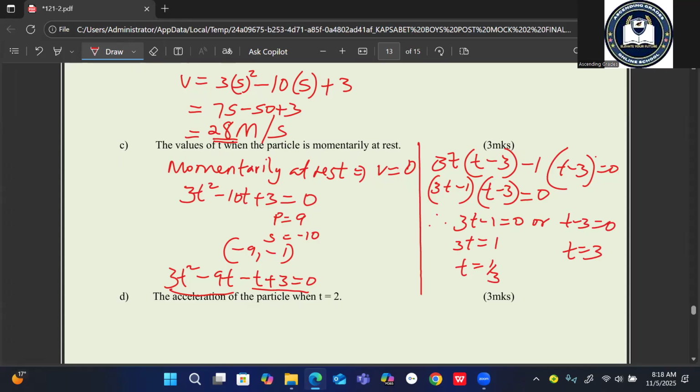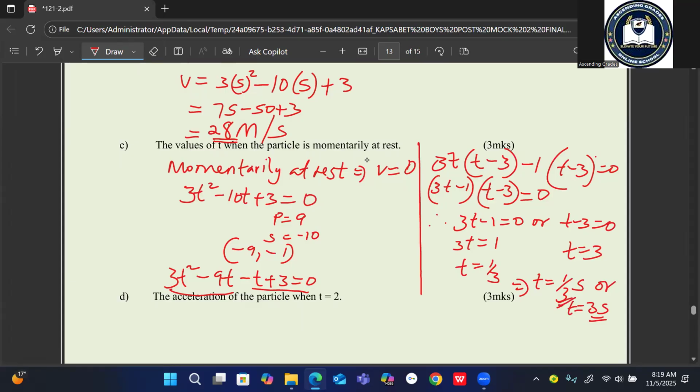The values of t when the particle is momentarily at rest: therefore t is either a third seconds or t is 3 seconds.